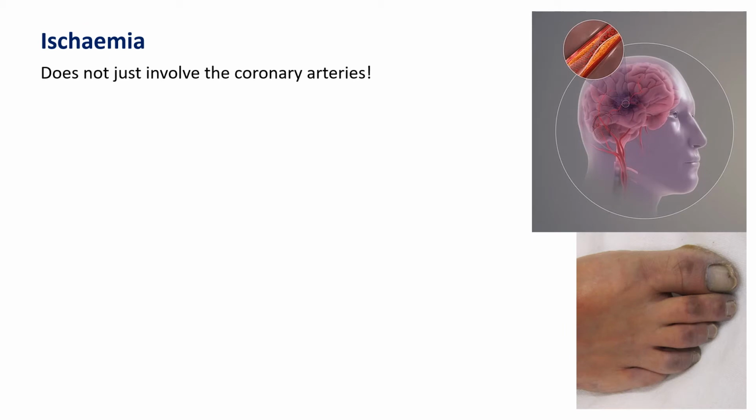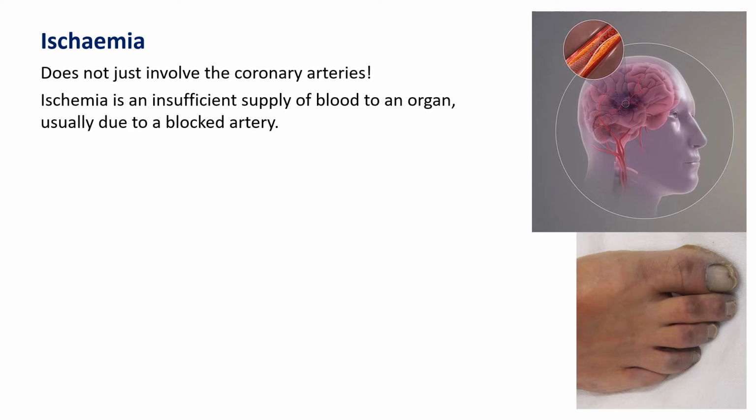So to start off, let's talk about ischemia. And as I intimated before, we aren't just talking about coronary arteries here. There's lots of arteries in other places that, if we have ischemia in that area, can cause significant problems, such as, of course, the brain, such as periphery. Ischemia really is an insufficient supply of blood to an organ, and this is usually due to a blocked artery.